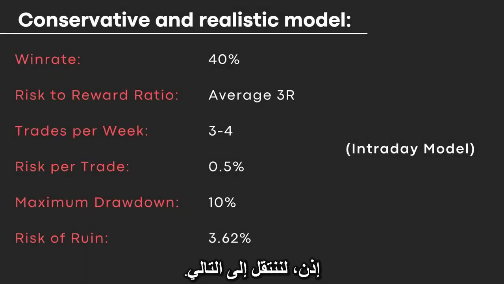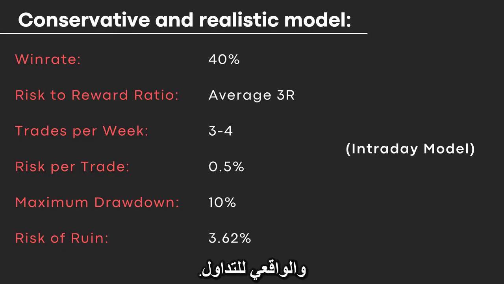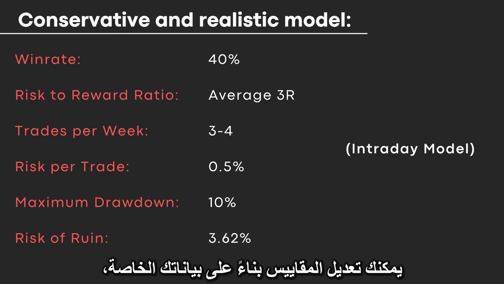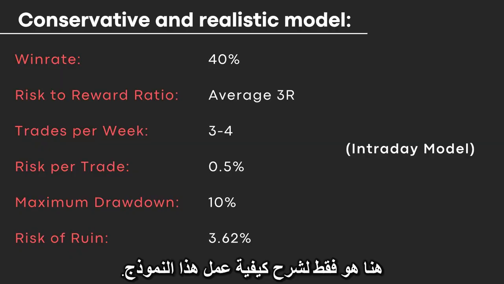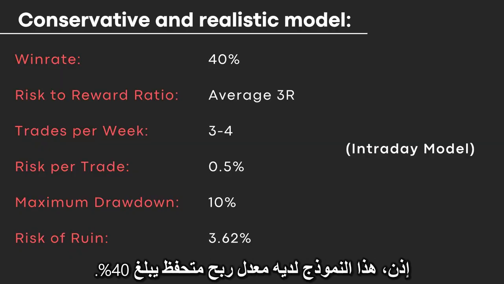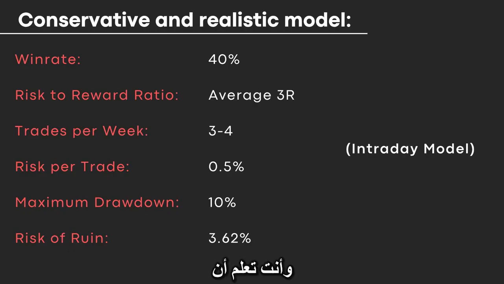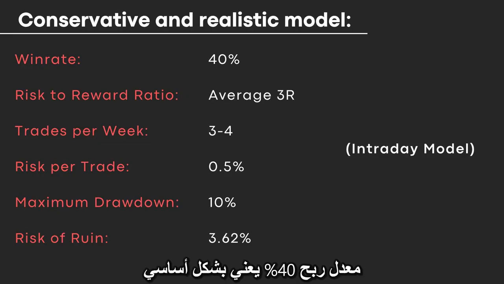So, moving on, right here we've got an example of a conservative and realistic trading model. You can adjust the metrics based on your own data, but this one is just to explain how the model works. This model has a conservative and respectable win rate of 40%. That's a pretty achievable and feasible win rate, in my opinion. It's not that hard to achieve a 40% win rate. A 40% win rate basically means that out of 100 trades, you only have to win 40 trades.